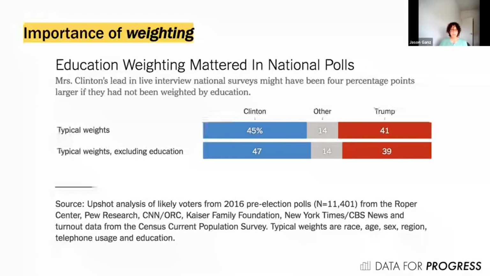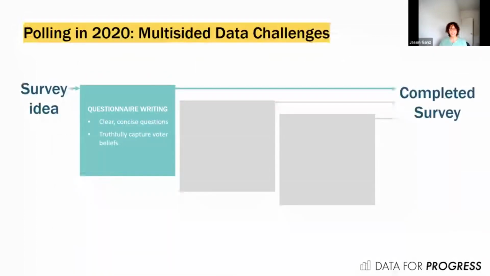That's kind of the basics of weighting. Let's take a look at the overall data challenges involved when running a poll. So the first is you have a survey idea and you're like, oh, we're going to go into the field and test something. And the first thing that you do with any poll is you write a questionnaire.